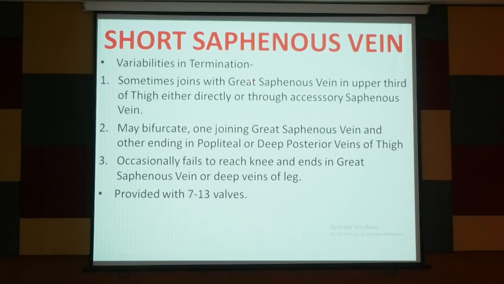Sometimes joins with great saphenous vein in the upper third of the thigh, either directly or through accessory saphenous vein. May bifurcate, one joining great saphenous vein and other ending in popliteal or deep posterior veins of the thigh. Occasionally fails to reach knee and ends in great saphenous vein or deep veins of the leg. Provided with 7 to 13 valves.